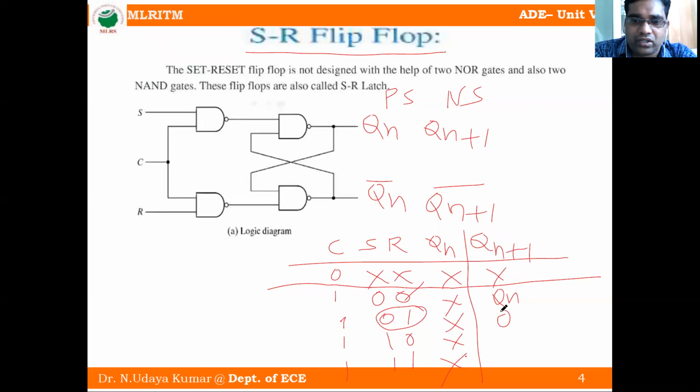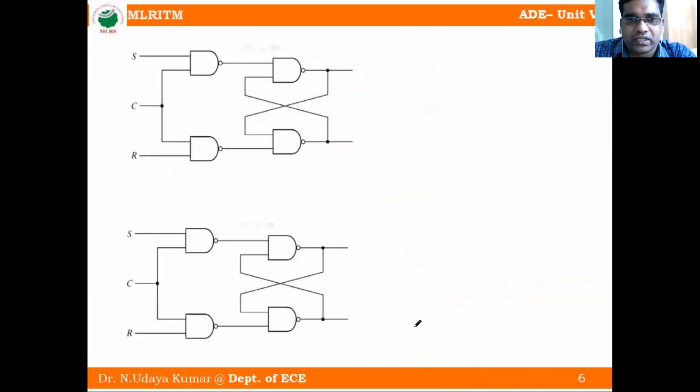Next we will see the third case. The third case means the 1 0 case. Okay. So this is 1, this is 0. The clock is always 1. So this is the present state. The present state complement is Qn bar. So this is PS, meaning present state.